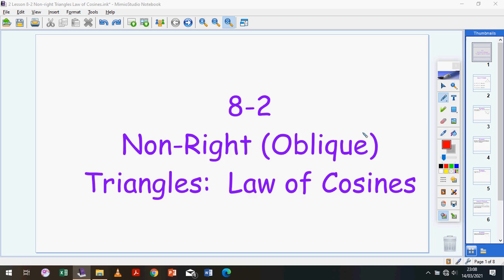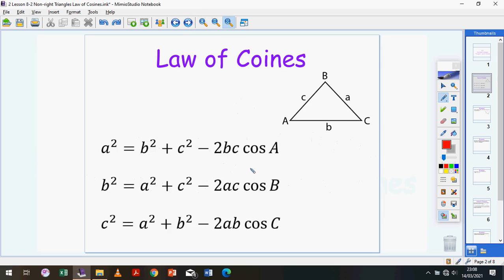Hey guys, so the second lesson we'll be talking about the cosine law, or the law of cosines. Again, this is review from what you did in 9th and 10th grade. These are the three ways of writing the cosine law.